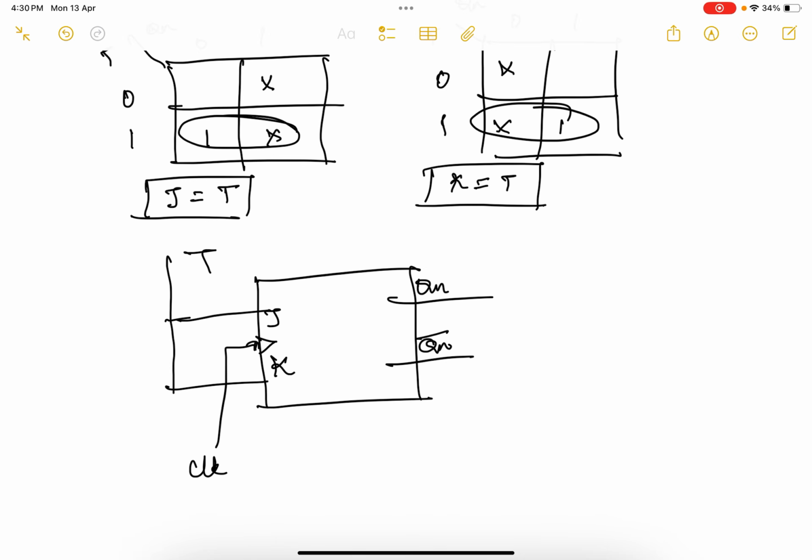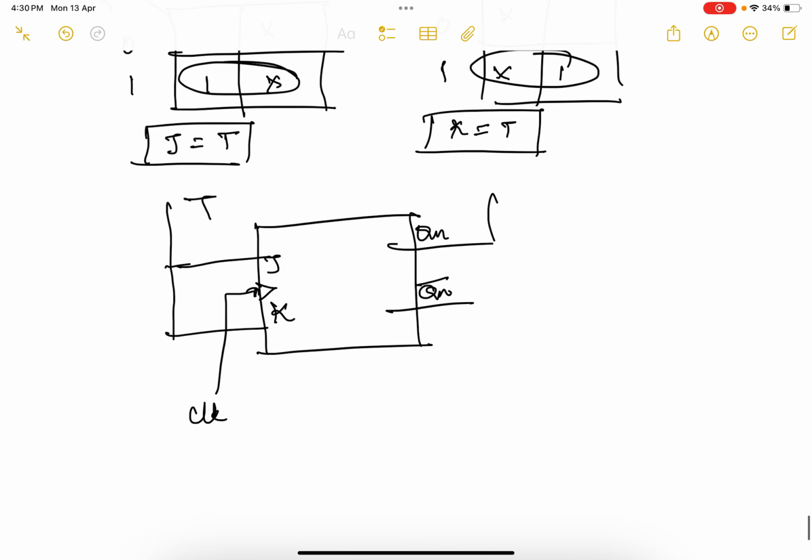Clear? So what are the things you want to do for the conversions? First, you will be asked to convert from any one flip flop to another flip flop.